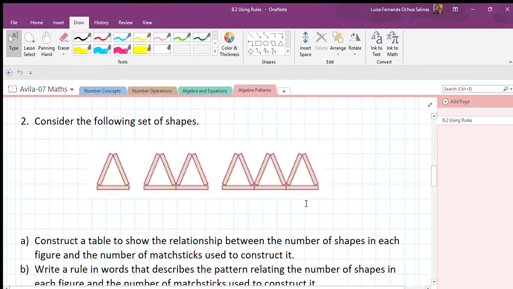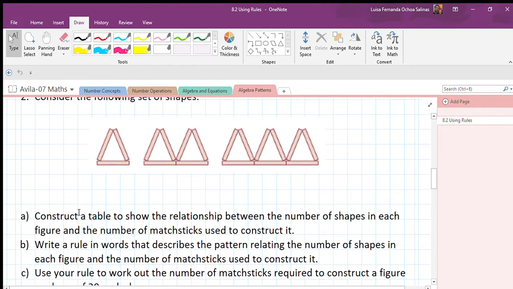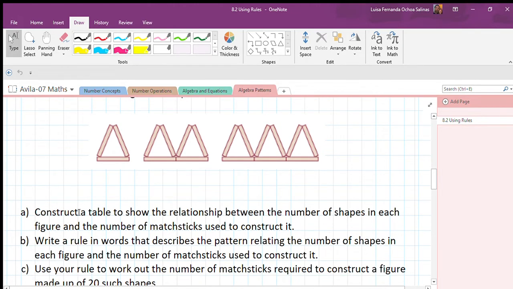Consider the following set of shapes. So we have three matchsticks, I think they're called, that are forming a triangle, okay? So this says, construct a table to show the relationship between the number of shapes in each figure and the number of matchsticks used to construct it. So let's start there. It's talking about number of shapes. Which shape do we have there? We have a triangle.